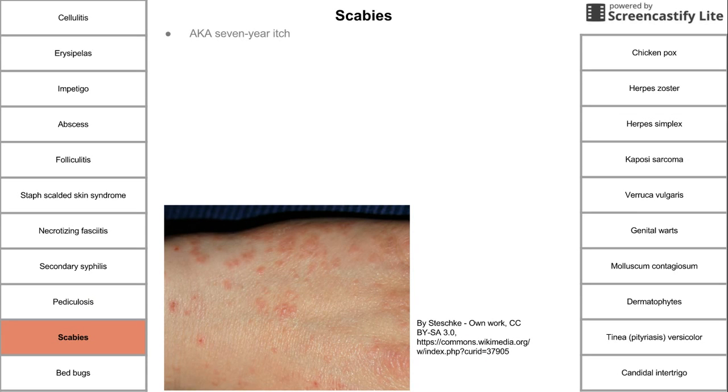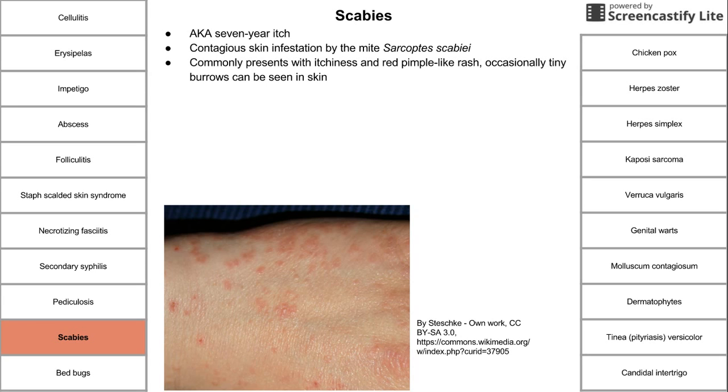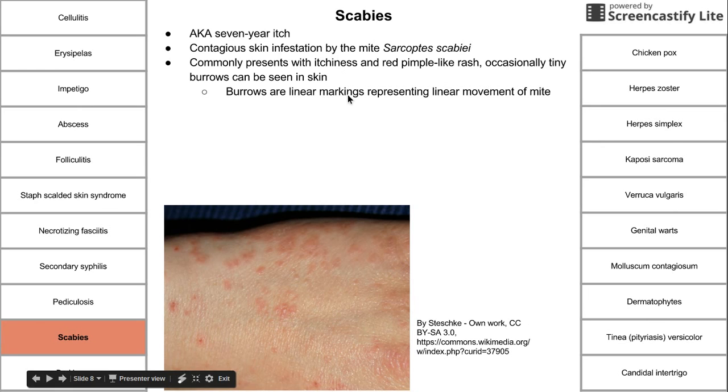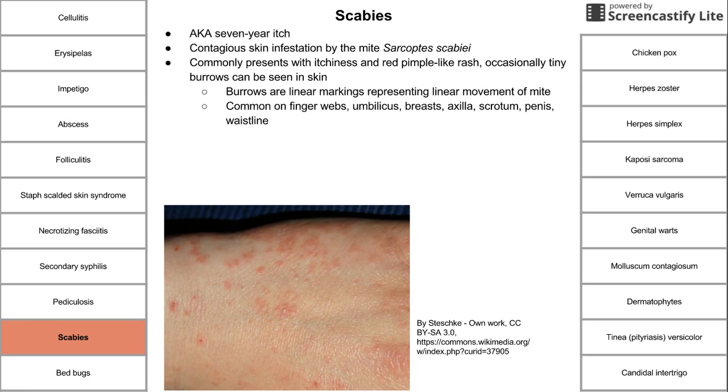Scabies is another infestation. This is also known as the seven-year itch. It's a contagious skin infection caused by a mite. These commonly present as itchiness with a red pimple-like rash. Occasionally, tiny burrows can be seen in the skin. You might be able to see their little tunnels that they create in the epidermis. These burrows, as we said, are linear markings representing the linear movement of the mites under the skin. Scabies are common on finger webs, umbilicus, breasts, axilla, scrotum, penis, and in the waistline.